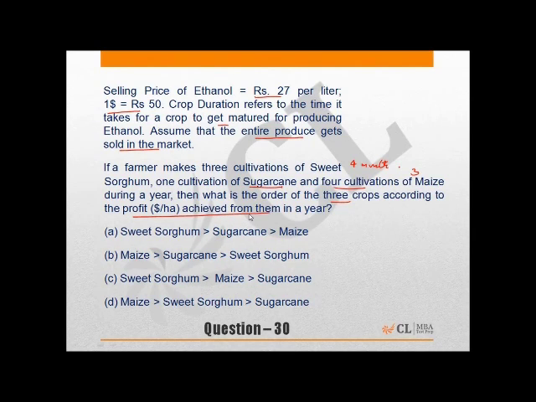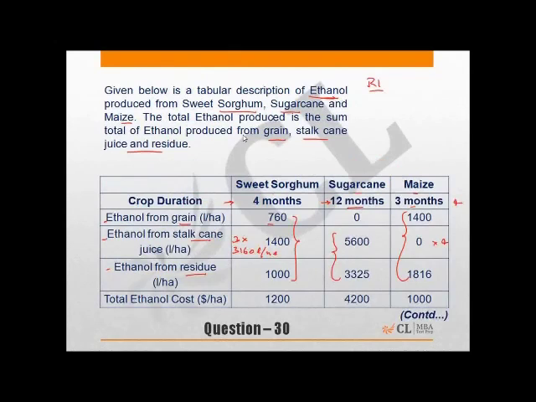Okay. Let's go back to the table. We need to find the profit. Key things to remember: selling price of ethanol is 27 rupees per liter, and $1 is rupees 50. Let's move to the data now. So what is the total cost of ethanol? $1,200 per hectare. This is for a 4-month period. So for 3 crops, it will be 1200 into 3, because every 4 months you will have a new crop.